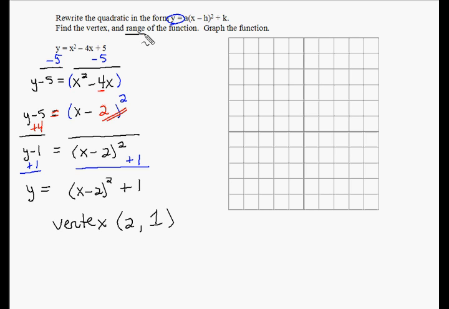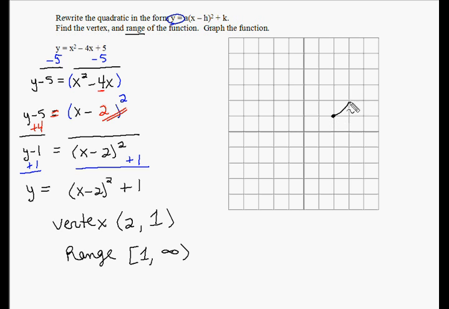And they also want the range. Well, the range, because the leading coefficient is positive, is going up. So our range will go all the way up to infinity. And where does it start? It starts at this number by itself. It starts at 1. So if I was to graph this, I would go to the point positive 2, positive 1. And I know that I'm going up on both sides.